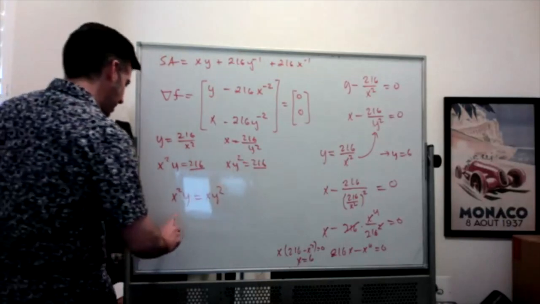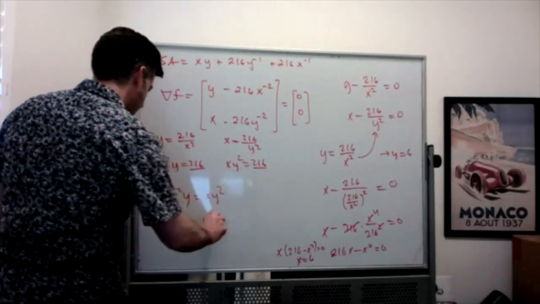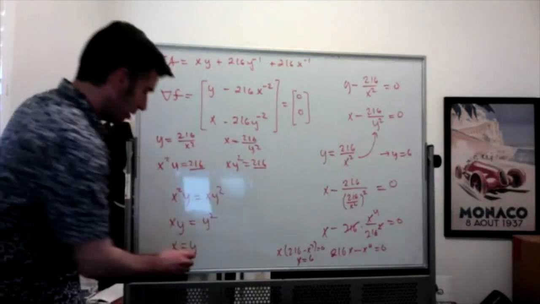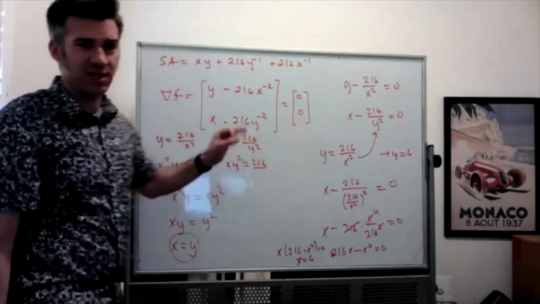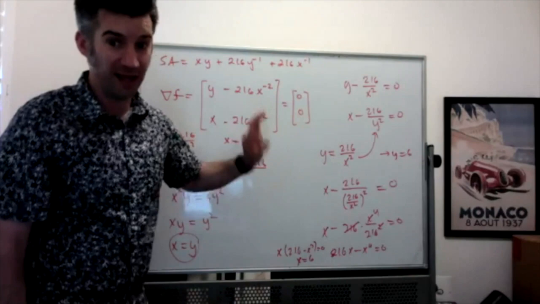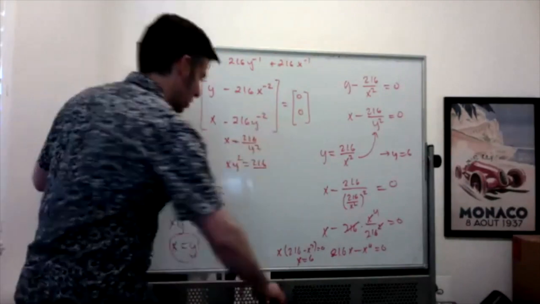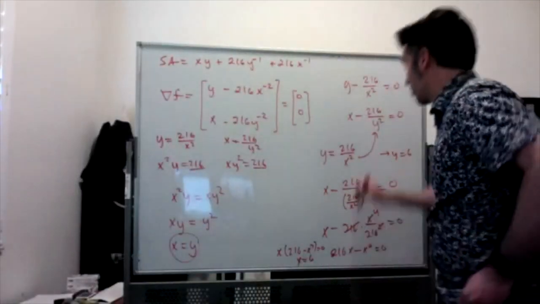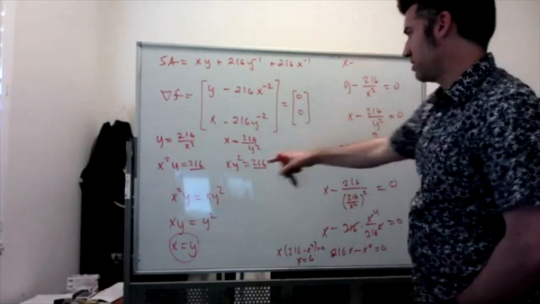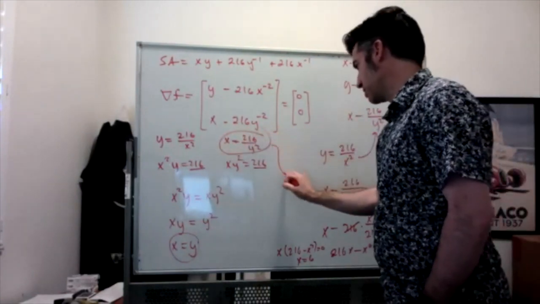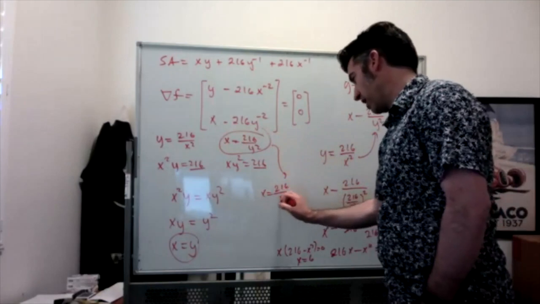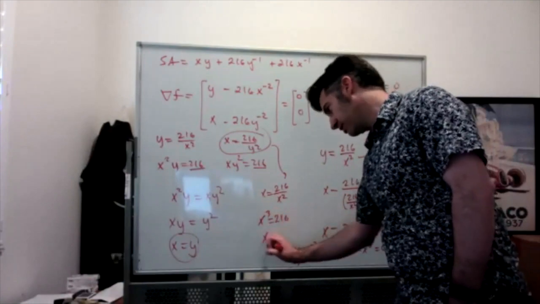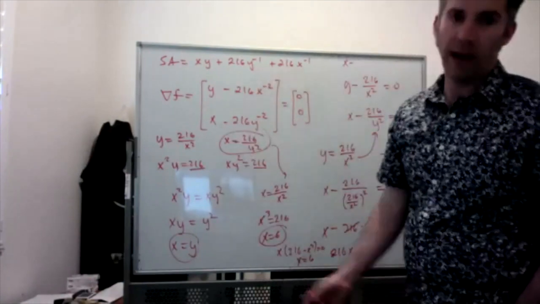I can divide both sides by x. I can divide both sides by y. Oh, x does have to equal y. So instead of doing this terrible thing over here, which wasn't so terrible here, but is exceptionally terrible in the next question, and this is why we're talking about this here, you can just plug in y equal to x. This equation becomes x equal to 216 over x squared, and then multiply both sides by x squared, and you get x cubed equal to 216. So x equals 6, and then y equals 6.